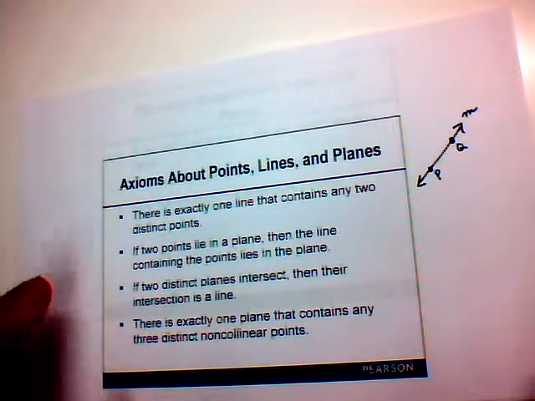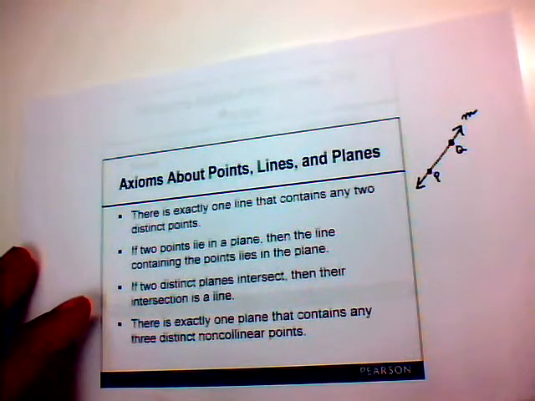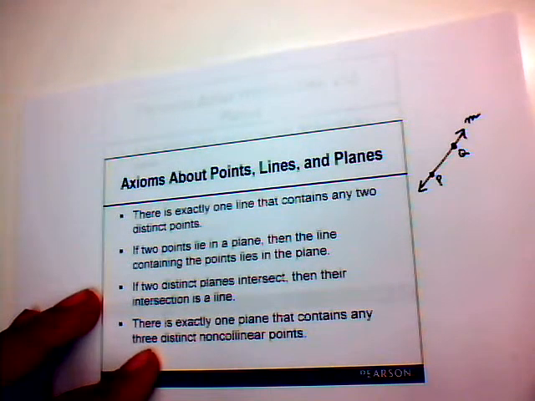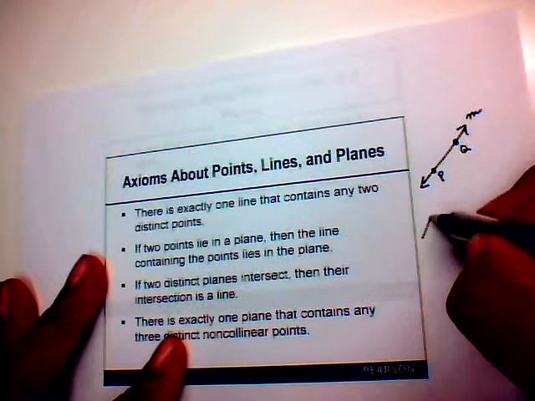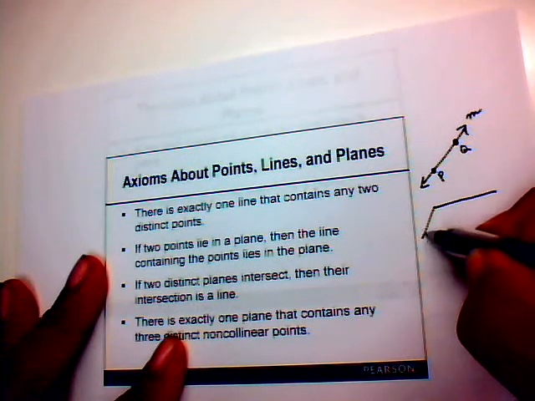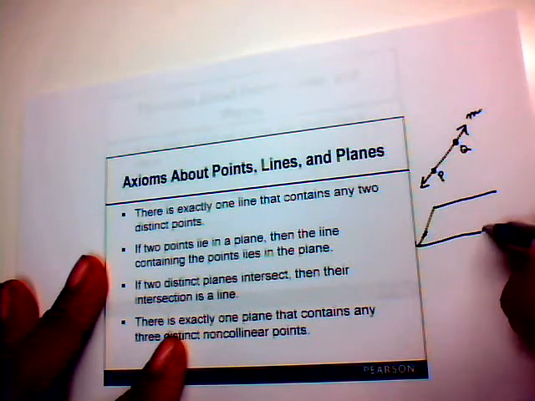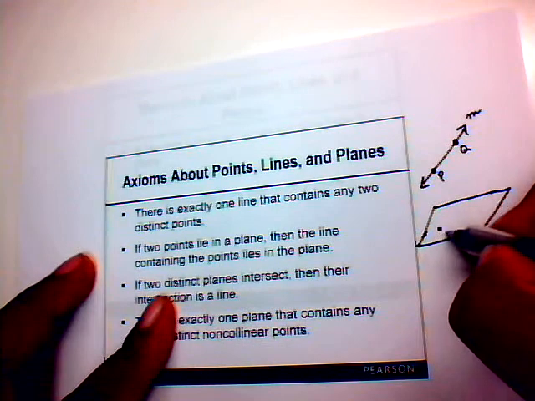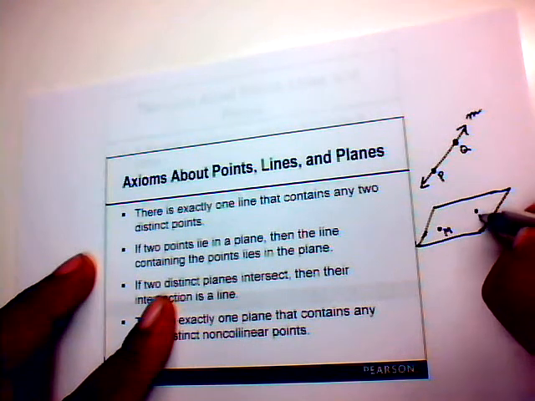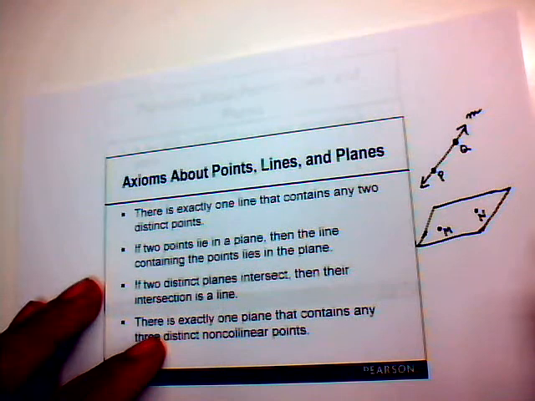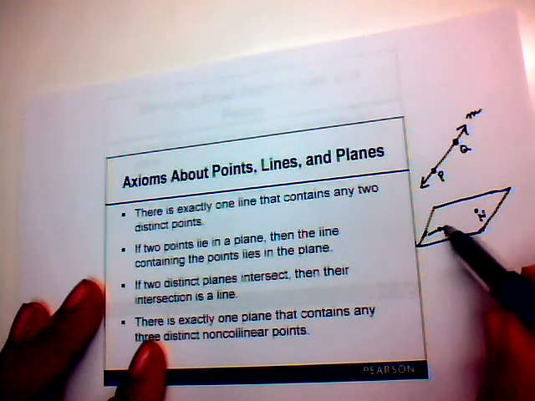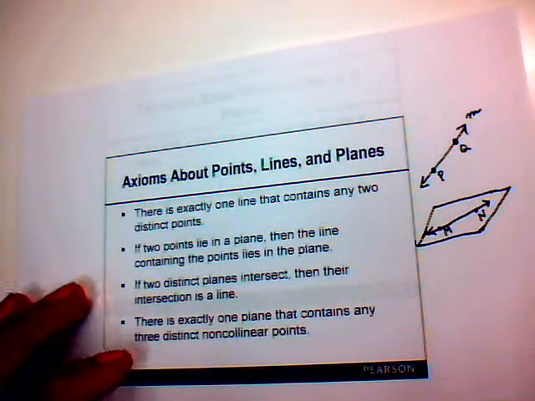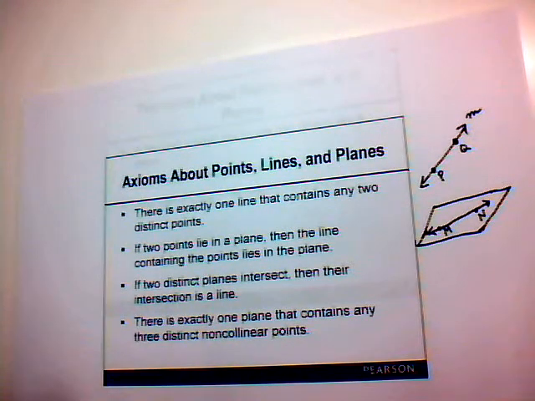The next one: if two points lie in a plane, then the line containing the points also lies in that plane. Let's say we have a plane that looks like this, and we have two points, M and N, that lie in the plane. Then if I draw a line through those two points, that particular line also lies in that plane.